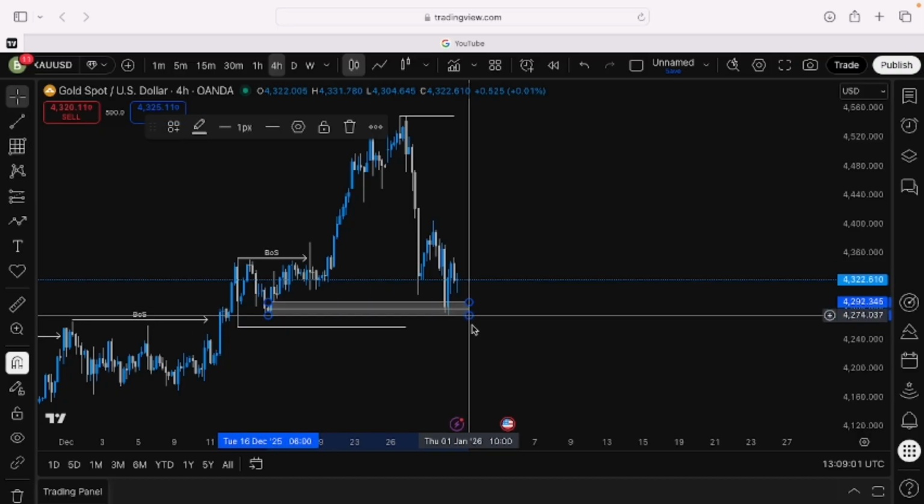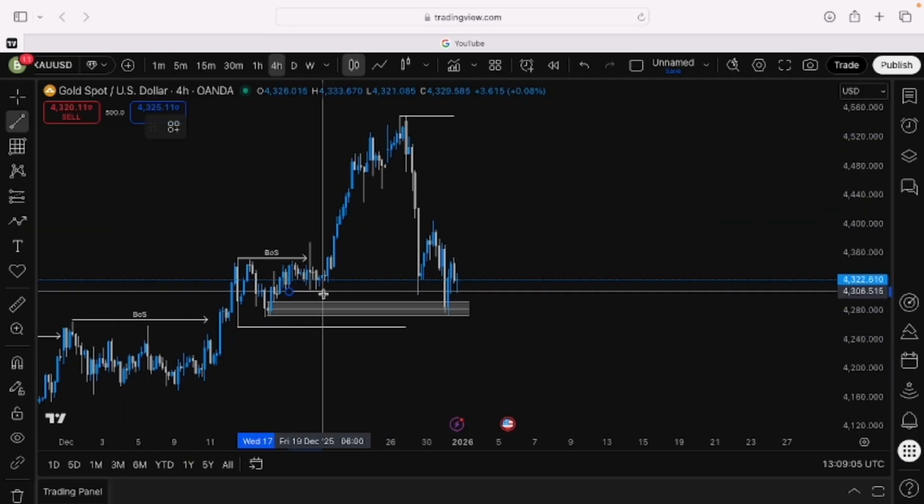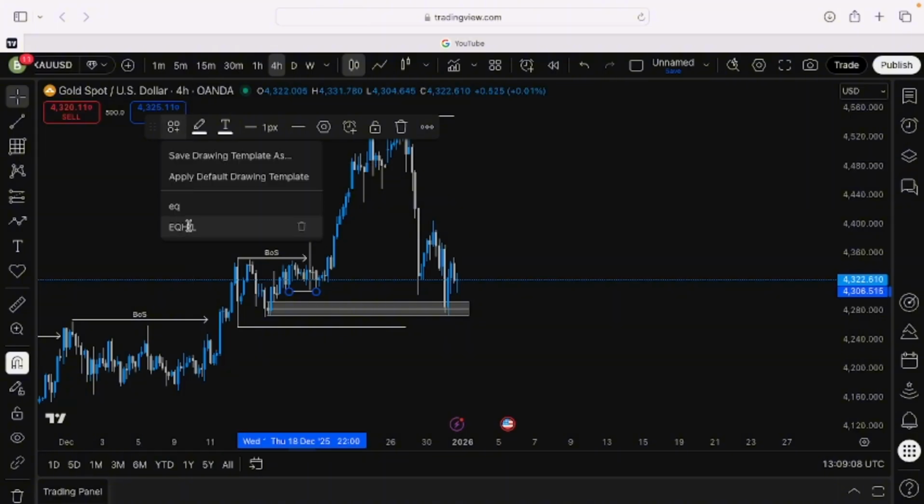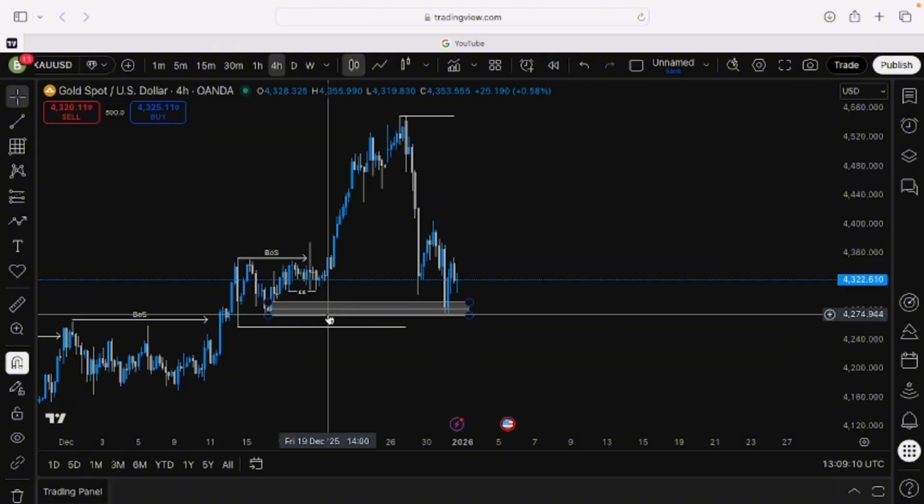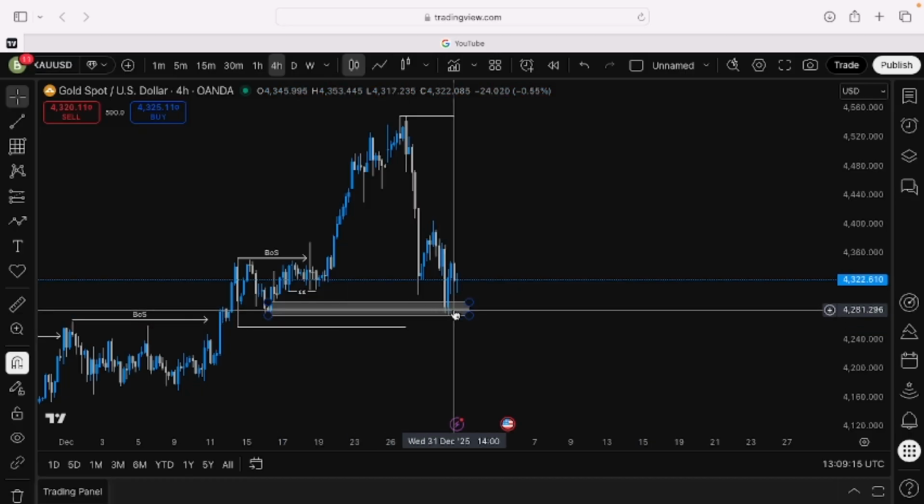So as you can see, this is our area of interest, and then we have a smaller liquidity area here, which these are equal lows or slightly equal lows. It shows that we had liquidity right there. We tapped into the extreme zone right there.